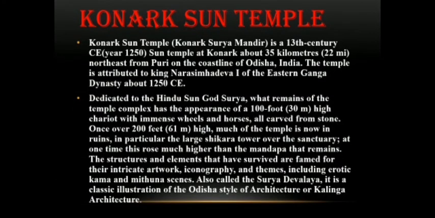Konark Sun Temple. Konark Sun Temple, Konark Surya Mandir, is a 13th century CE, year 1250, Sun Temple at the Konark, about 35 kilometers, 22 miles, northeast from Puri on the coastline of Odisha, India. The temple is attributed to the king Narasimha Deva I of the Eastern Ganga dynasty about 1250 CE.